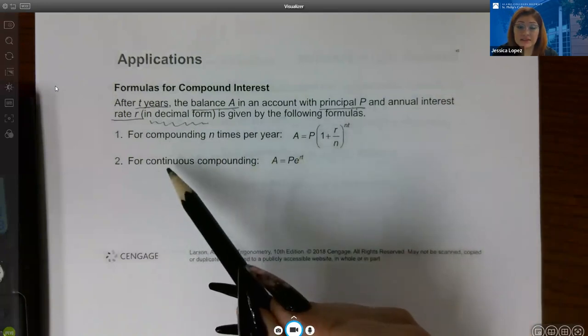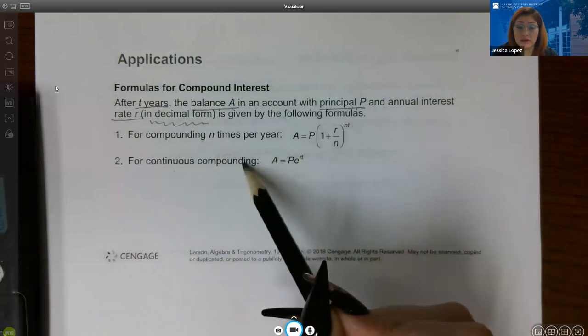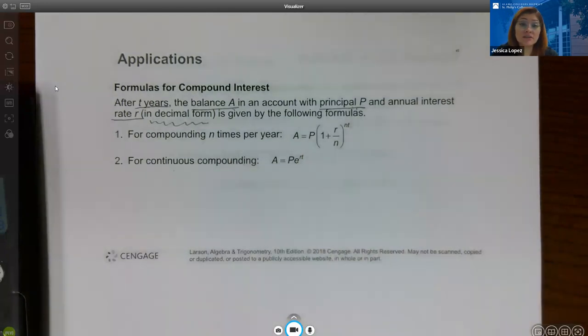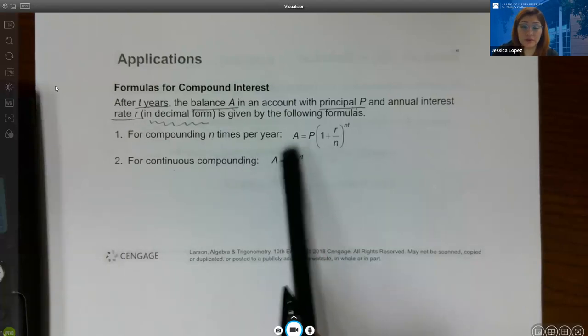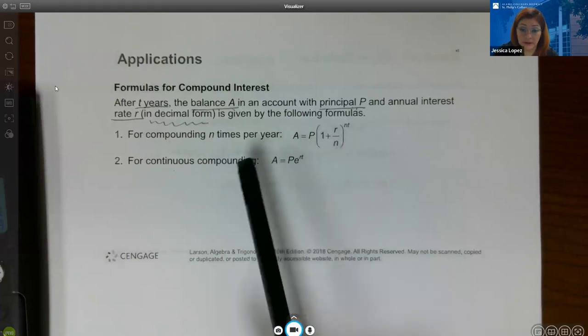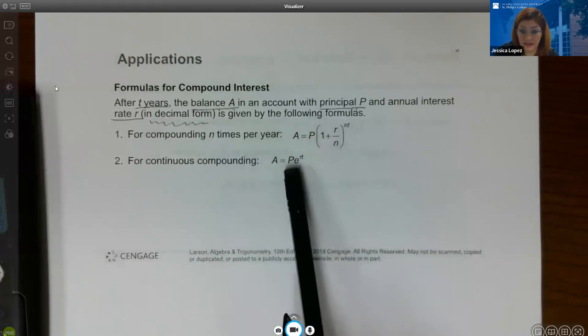However, if it has continuous compounding, meaning it's constantly calculating your interest and adding it back on, then it's going to be this formula. And there is no n here because it's continuously happening. And notice that it now has that e in there.